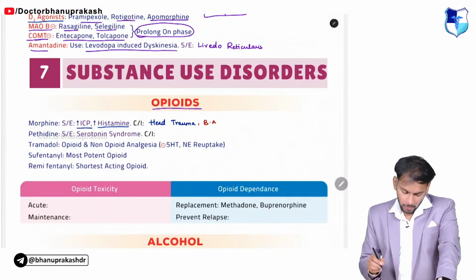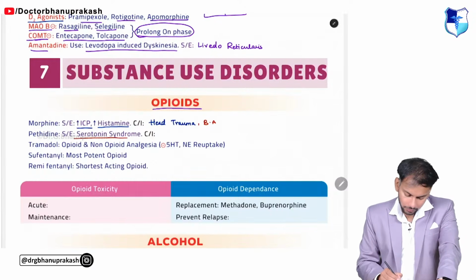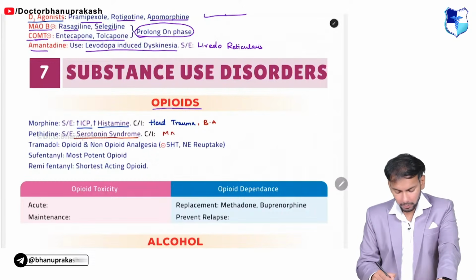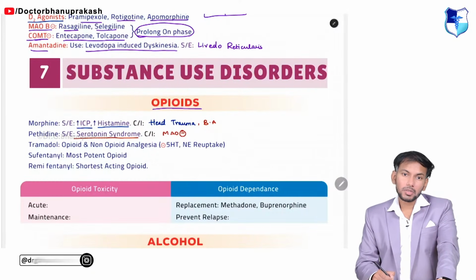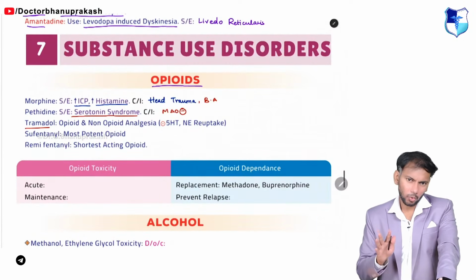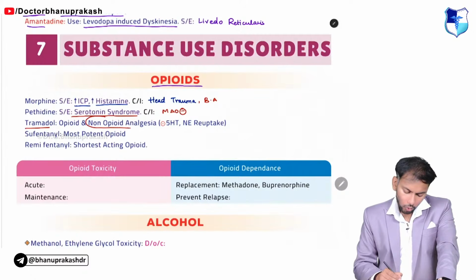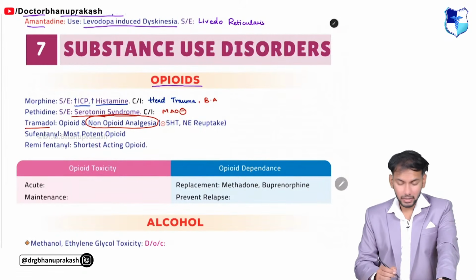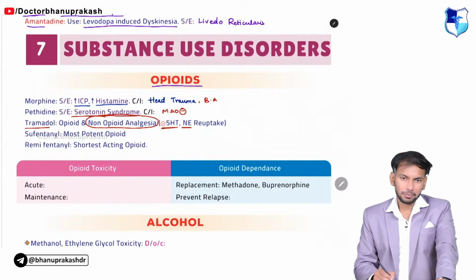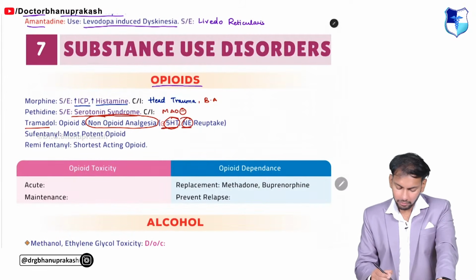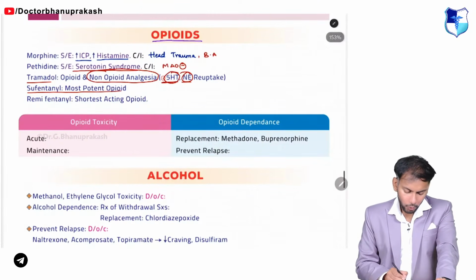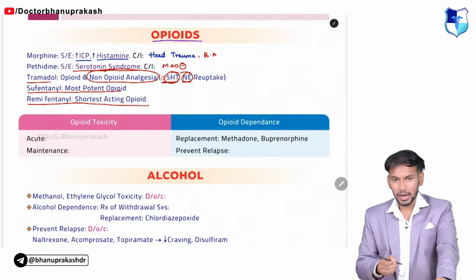Now, pethidine. The side effect with pethidine is serotonin syndrome. So, what are the contraindications? You should not use it with MAO inhibitors. Why? MAO inhibitors will cause a serotonin syndrome. Now, tramadol. Tramadol is an opioid that you already know, but it also has a non-opioid analgesia component. Why is it there? Because of blocking serotonin and norepinephrine reuptake. Sufentanil is the most potent opioid, remifentanil is the shortest acting opioid.